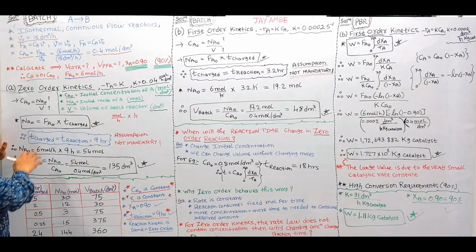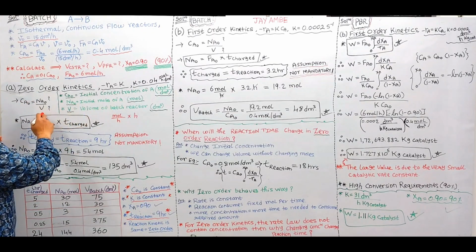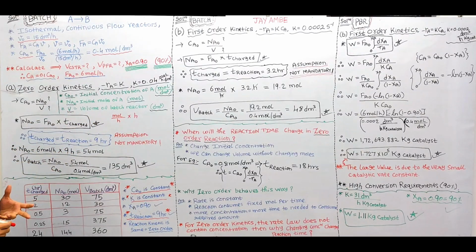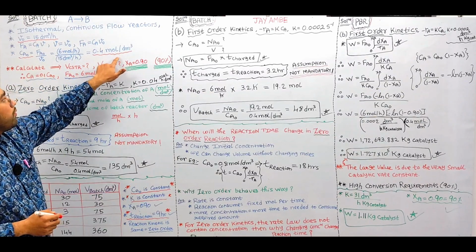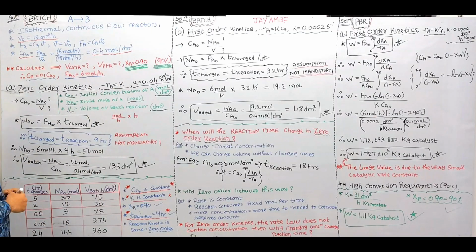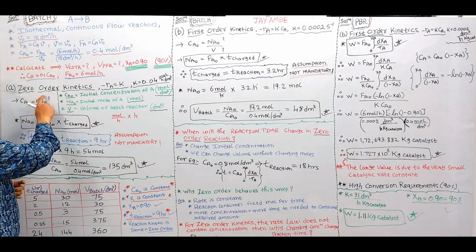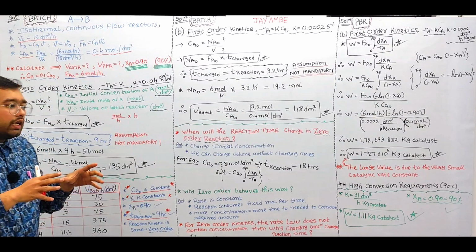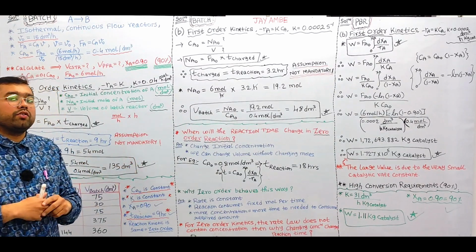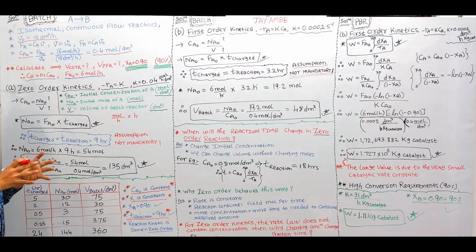Okay, so in this formula we have two unknown variables, right, which are NA0 and V. NA0 represents the initial moles of A and V represents the volume of the batch reactor, right? So we have two unknowns and one known value. CA0 is 0.4 moles per cubic decimeter, right? So then how can we calculate the number of moles present in the volume of the batch reactor, right? NA0 represents the initial number of moles present in the volume of the batch reactor.